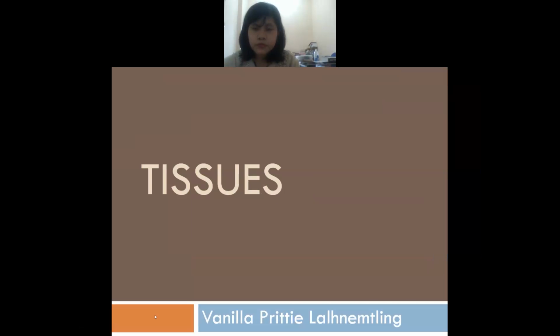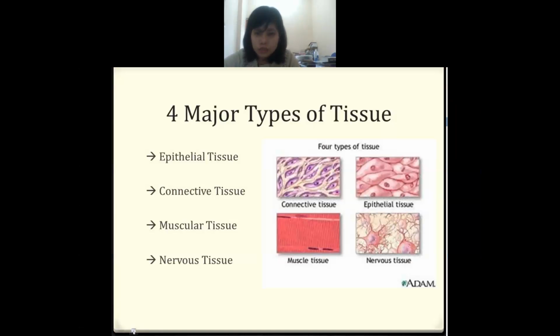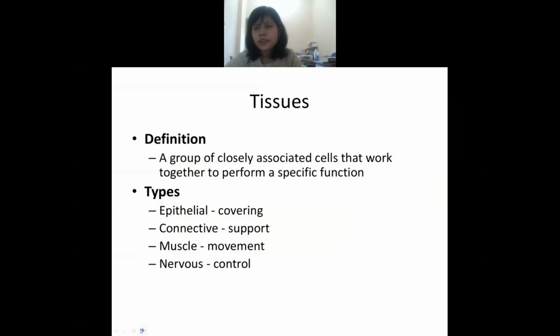So now let's talk about tissues. So what actually are tissues? They are a group of cells which perform functions together. And you will find that tissues are of 4 types. The first is epithelial tissue, the second is connective tissue, the next is muscle, and next is nervous. So all these are the types of tissues.